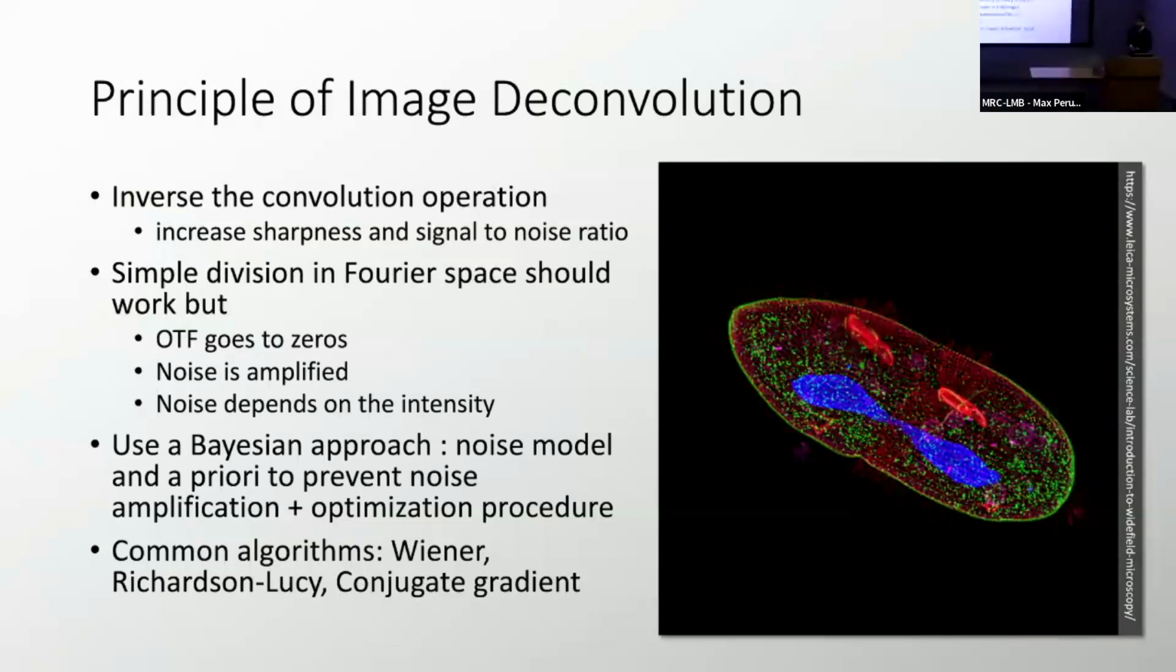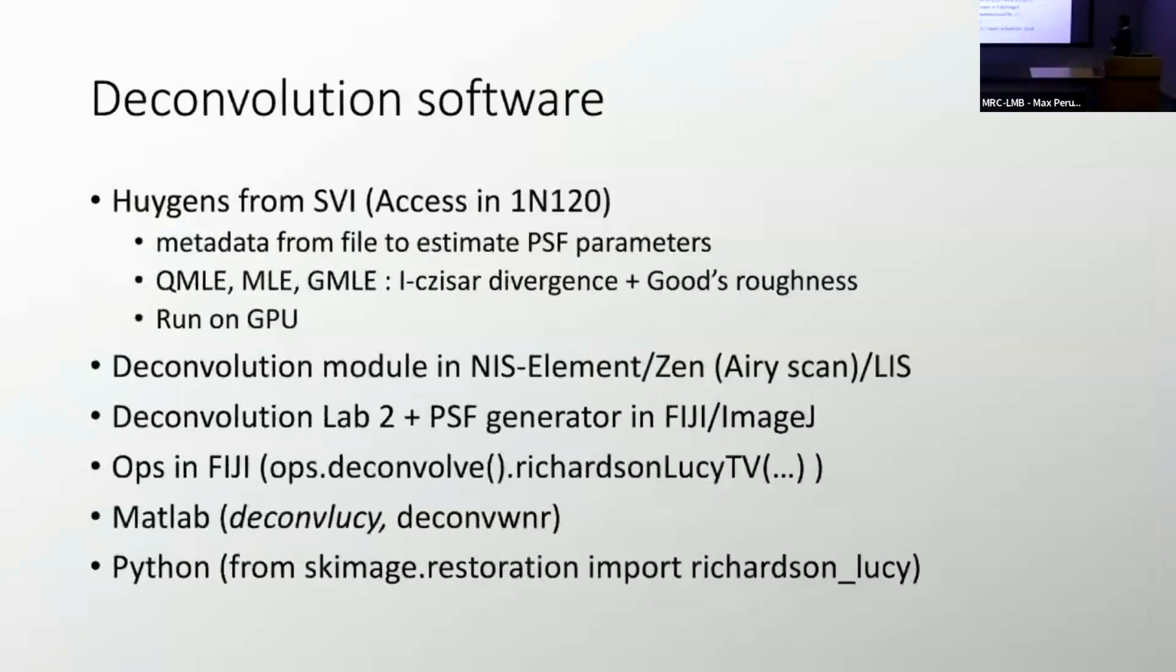So here we have access to various tools. To perform the deconvolution, you can use Huygens, which is installed on one microscope and two PCs. You can use directly the metadata from the files. There are several algorithms: quick maximum likelihood, and good maximum likelihood, which is the more Bayesian version. You can run it on GPU, so it is pretty fast.